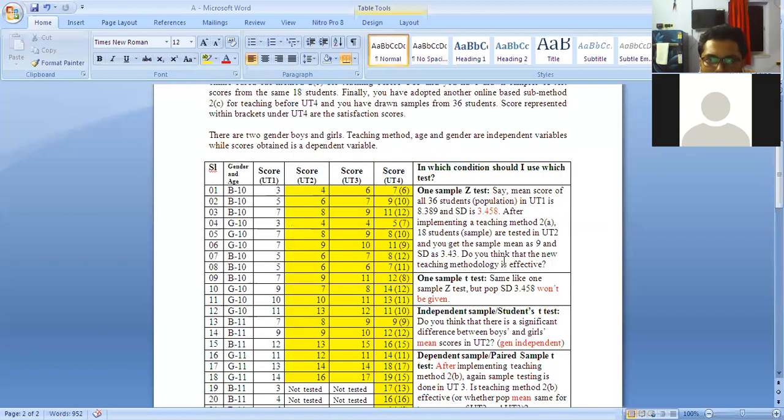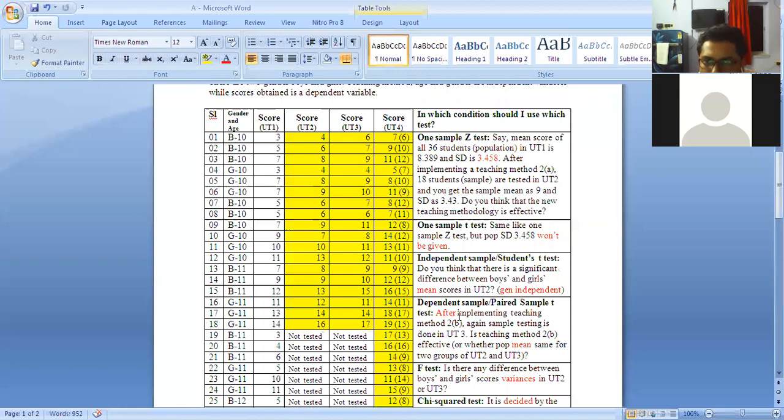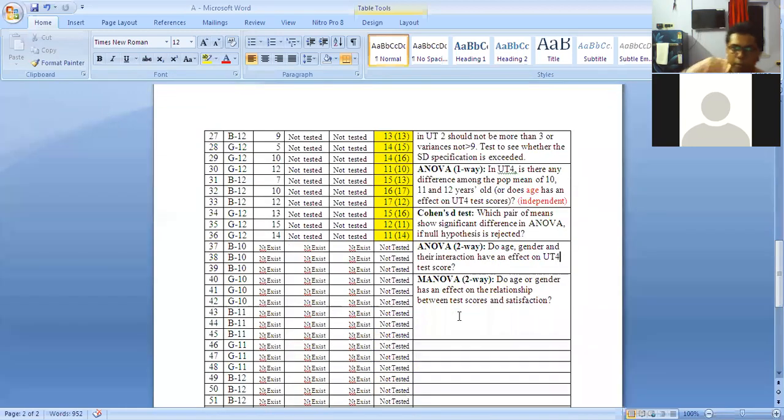So here all the things are given at a glance. And I will definitely share this with all of you. And I think the idea will be clear.